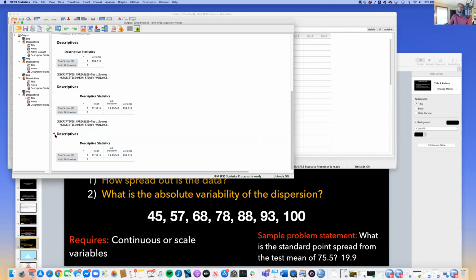And so you're looking for your red arrow. You have your mean here. You have your number of observations. You have your standard deviation and your variance.